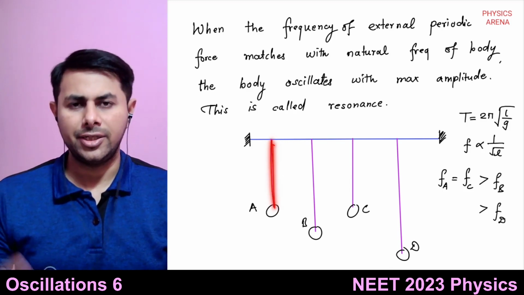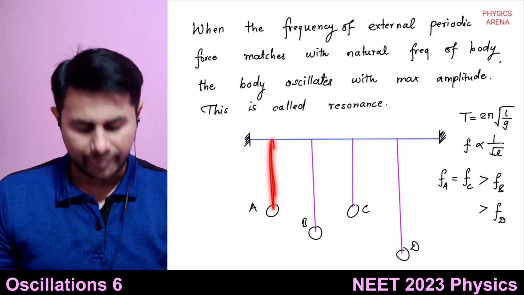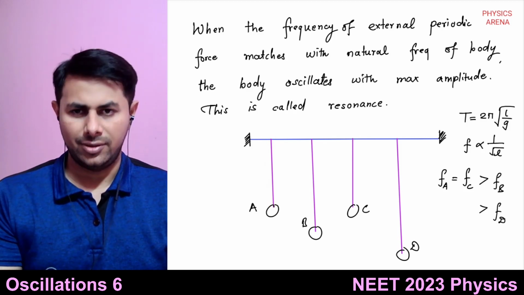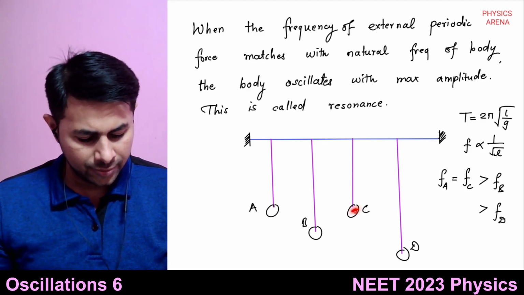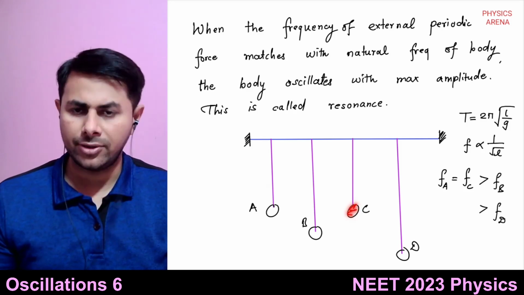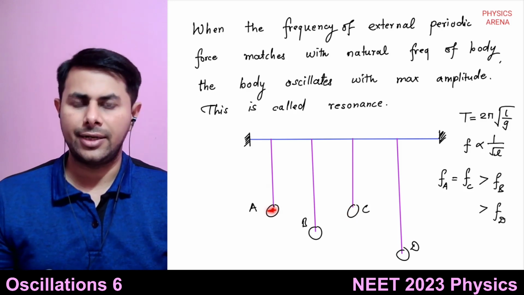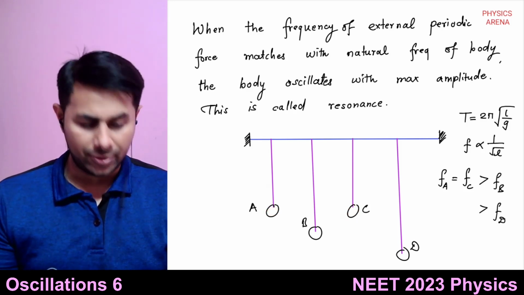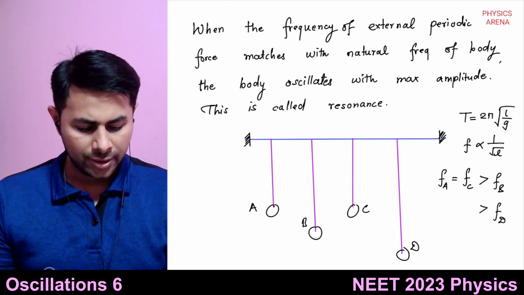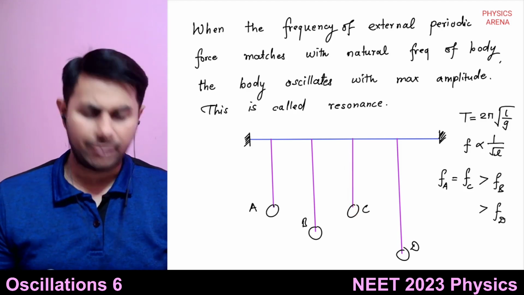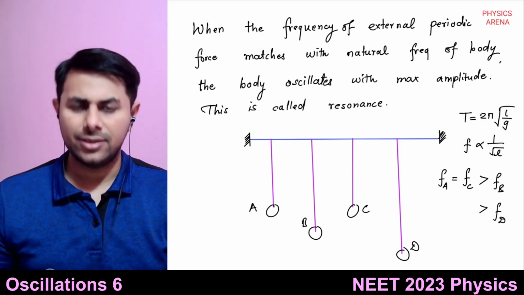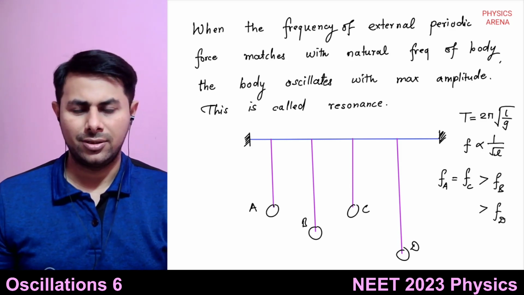It is the force exerted by pendulum A when it oscillates, right? So the natural frequency of C is equal to what? The natural frequency of the driving pendulum. C will oscillate with maximum amplitude. The other two will oscillate with comparatively lesser amplitudes, right? So this is the phenomenon of resonance.